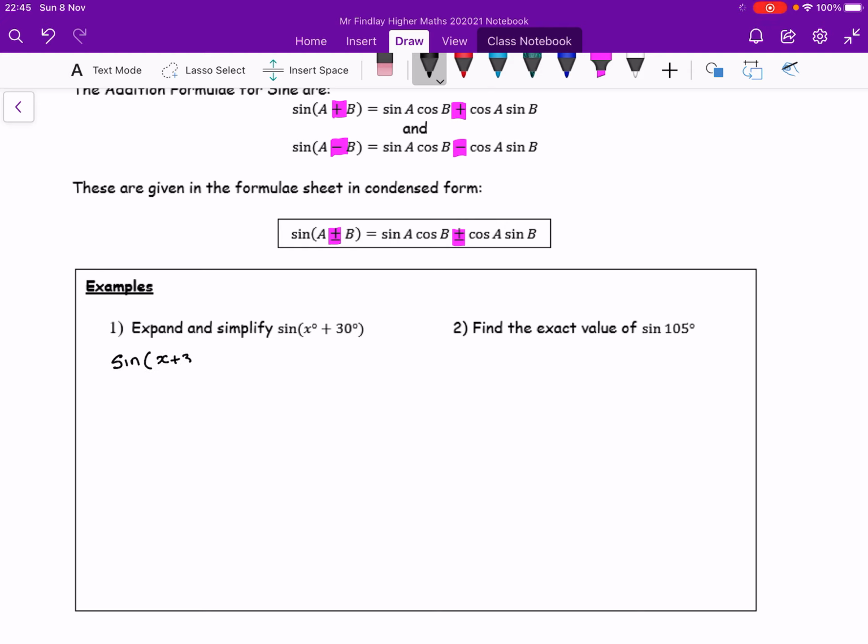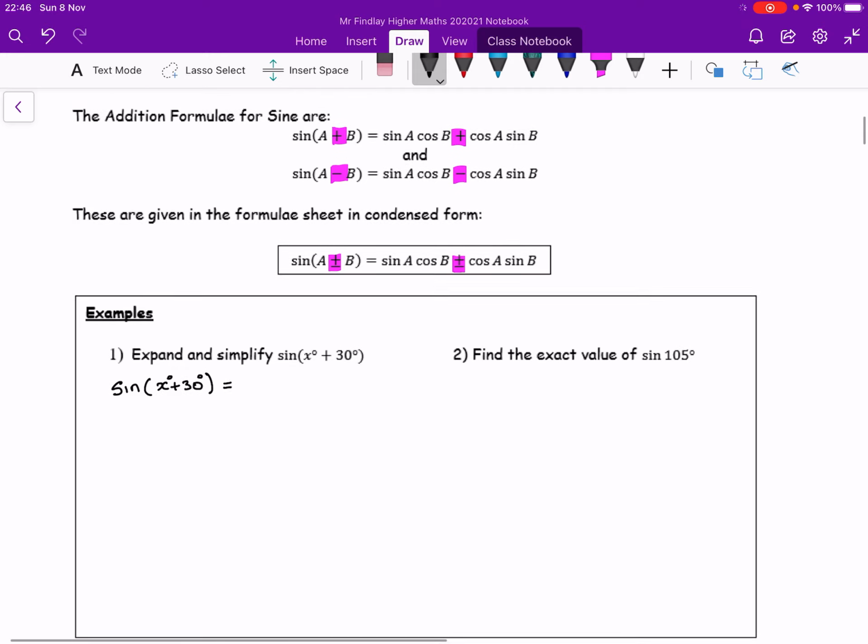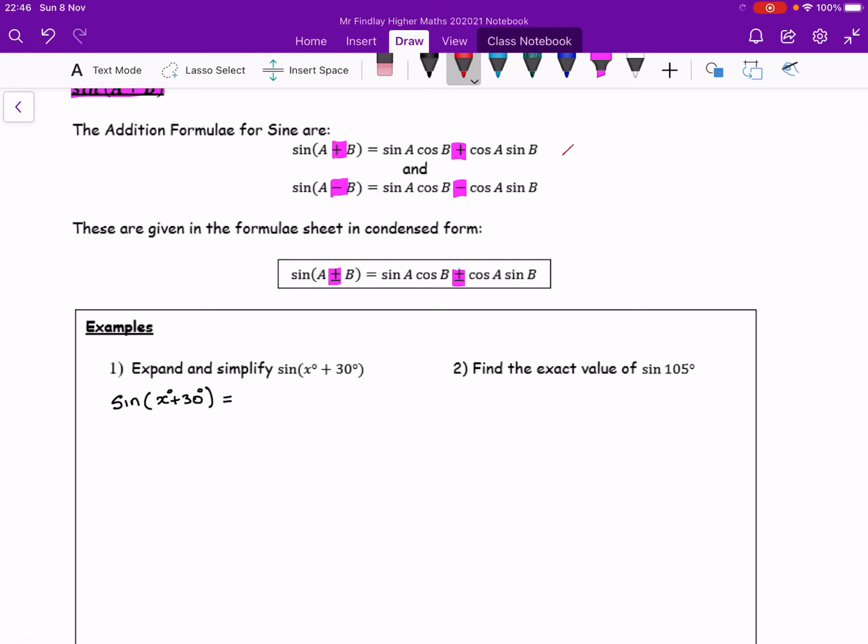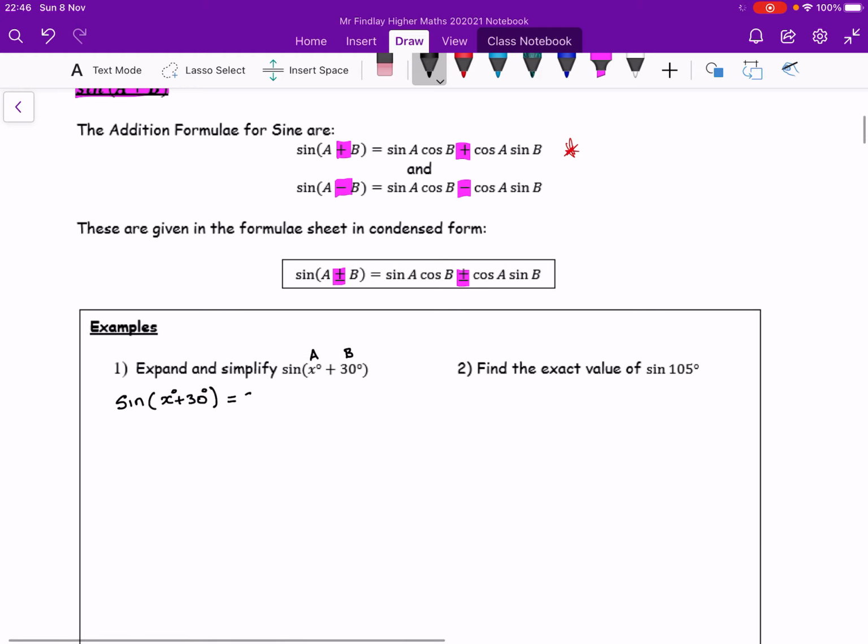So sine of x plus 30 degrees is equal to, we look at our two formulas, and it's going to be this first formula. If we have an A and a B value, we have sine x cos 30 plus, so the consistency in the plus in the sine x plus 30 and the plus in the expansion, and we have cos x sine 30.